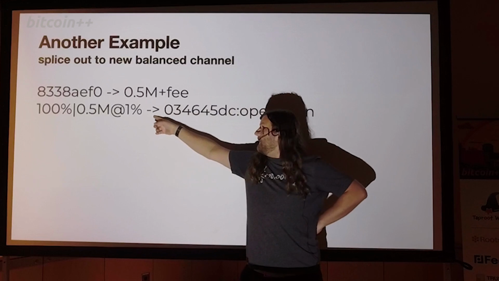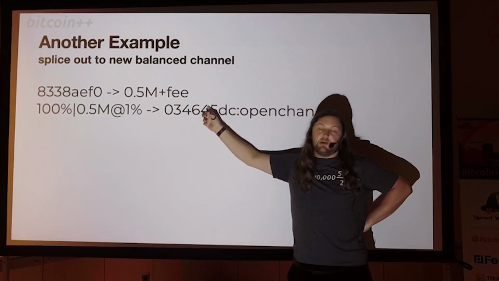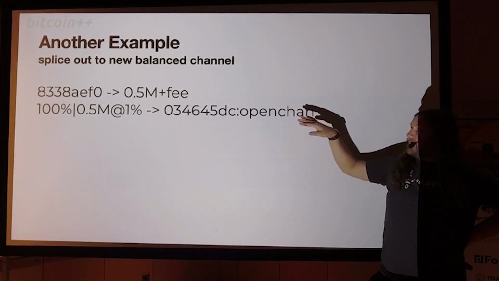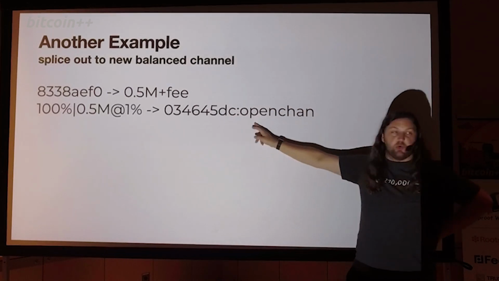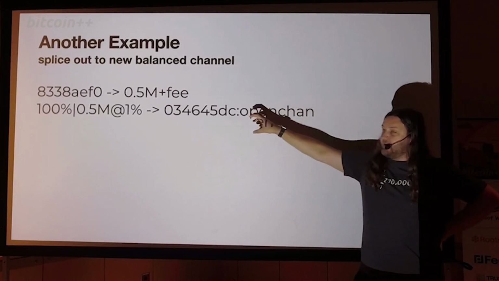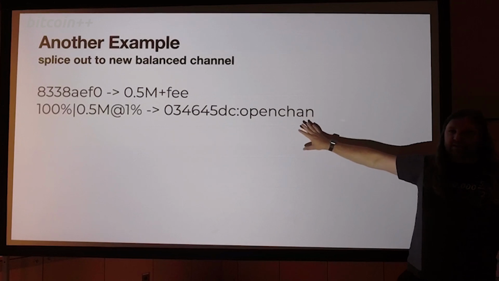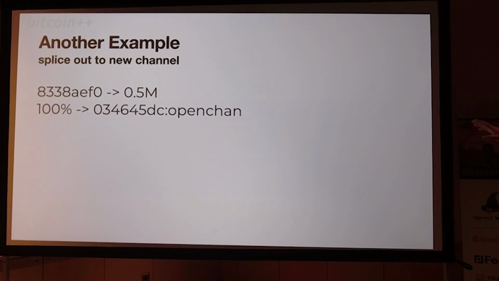Follow the arrow. We're saying, okay, we have this peer here, and we want to open a channel with them. So we combine the splice out of 500,000 sats plus the 100% going to this open channel command. Hopefully that's clear that we're splicing out 500,000 and opening a channel in one transaction. That's the goal of this, right? Which I think we actually covered over here. It was a little simpler. Yeah, that's this.